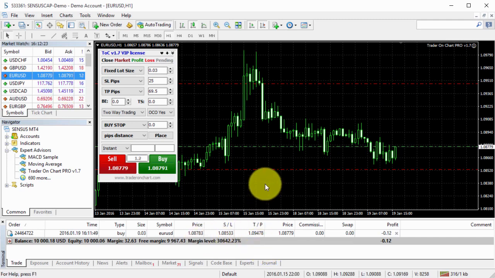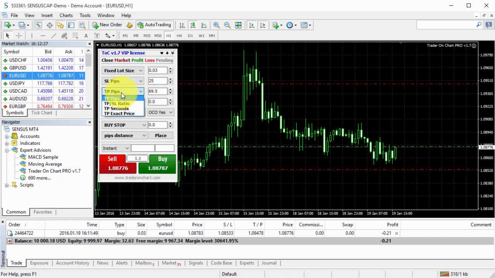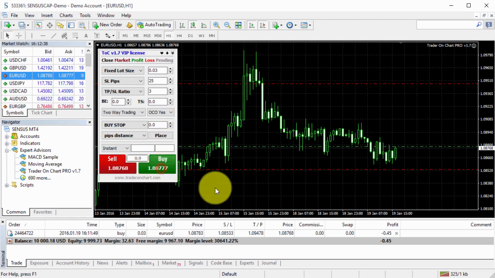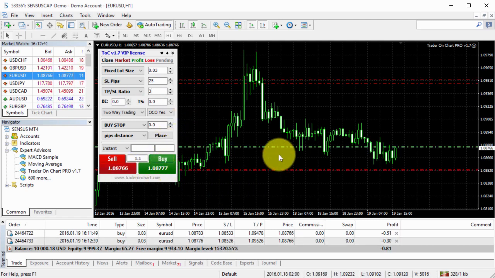Again, let's try another setting. Let's say we want a take profit in ratio with the stop loss. So let's set it, for example, to 3. Now when I click the buy button, it will open another buy trade, but this time it will use the same stop loss of 25, but the take profit will be 3 times bigger than the stop loss.